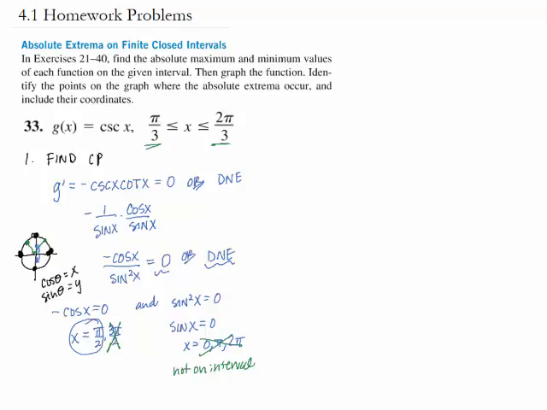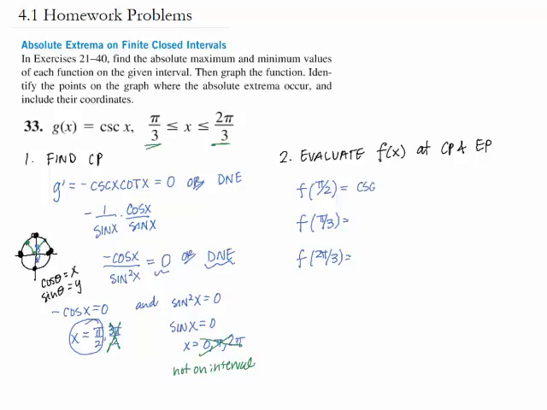So the second thing we do now is evaluate the original function f of x at the critical points and at the endpoints. There are two endpoints and we found one critical point. So this is back into the original function, f of the first critical point, pi over 2, and then we'll do the two endpoints, pi over 3 and 2 pi over 3. So pi over 2 is the cosecant of pi over 2, but again, I know a whole lot of nothing about cosecant except that it's 1 over sine, and I know a lot about sine. So sine of pi over 2 is 1.